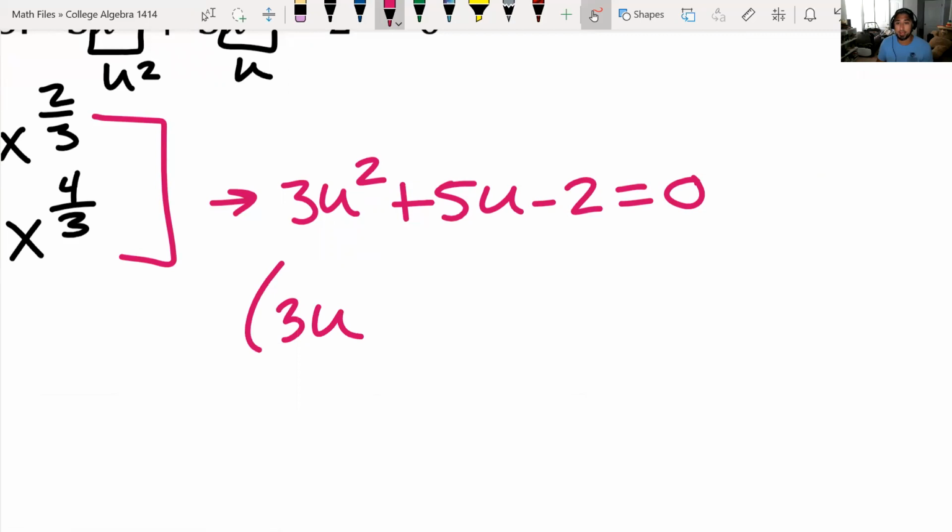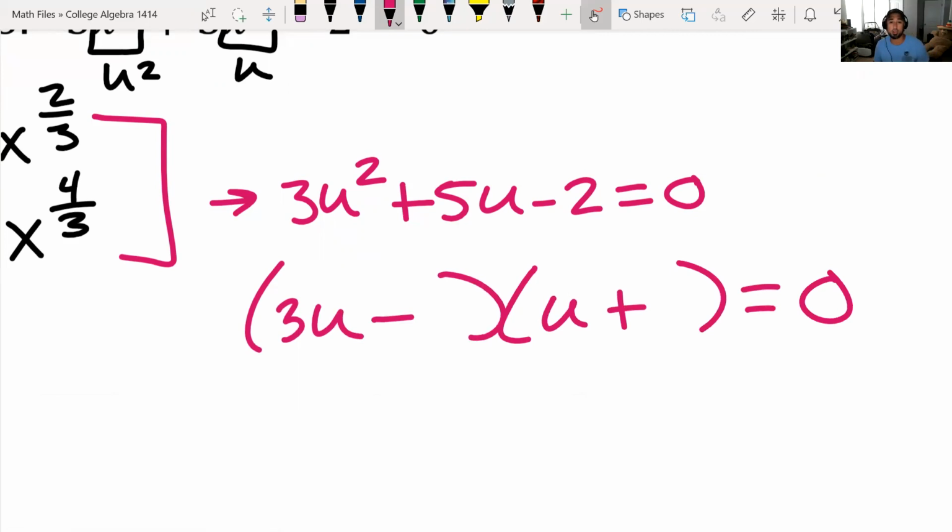3u, I have plus minus. Let's see, I think that my minus should go here. And my plus should go there. And lucky for us, what are the only factors of 2? 1 and 2. And I'm going to FOIL to check my work, but not really, right? I'm going to talk about it. 3u and u is 3u squared. 3u times 2 is 6. 6 minus 1u is 5u. And negative 1 times 2 is negative 2. So we check out. This is correctly factored, which means solve for u.